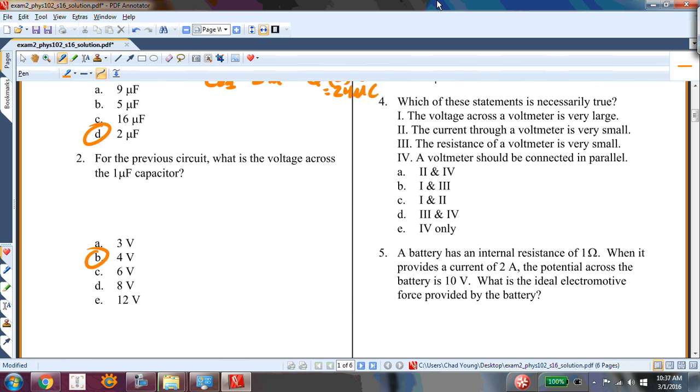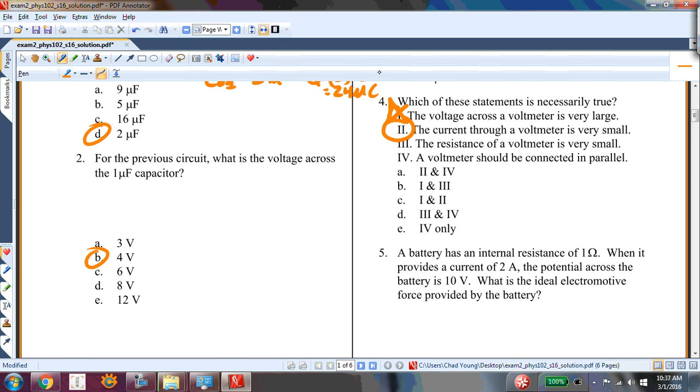Which of these statements is necessarily true? The voltage across the voltmeter is very large. That is not necessarily true. It can be very large if the voltage that you're measuring is large, but it can also be very small if the voltage you're measuring is small. So not necessarily true.